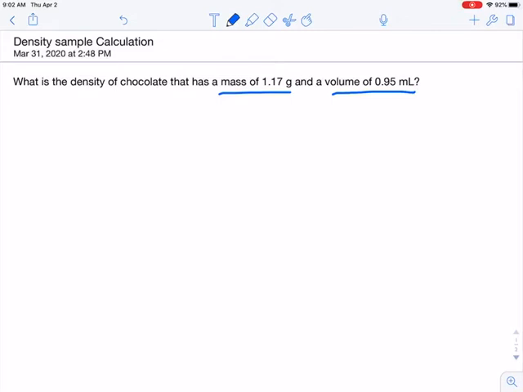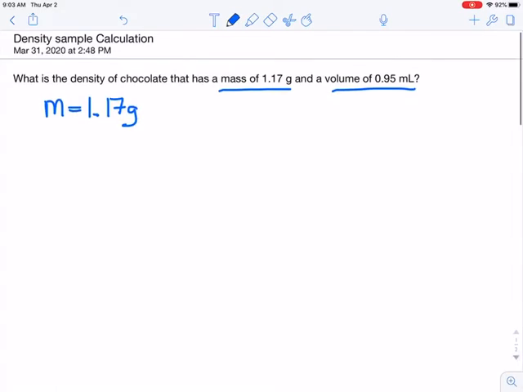So mass is M. M equals 1.17 grams. And the volume is 0.95 milliliters.